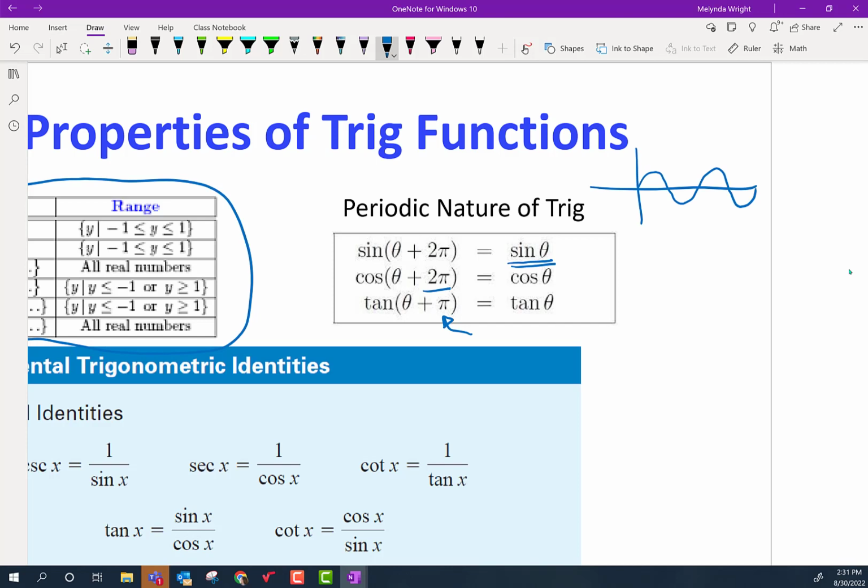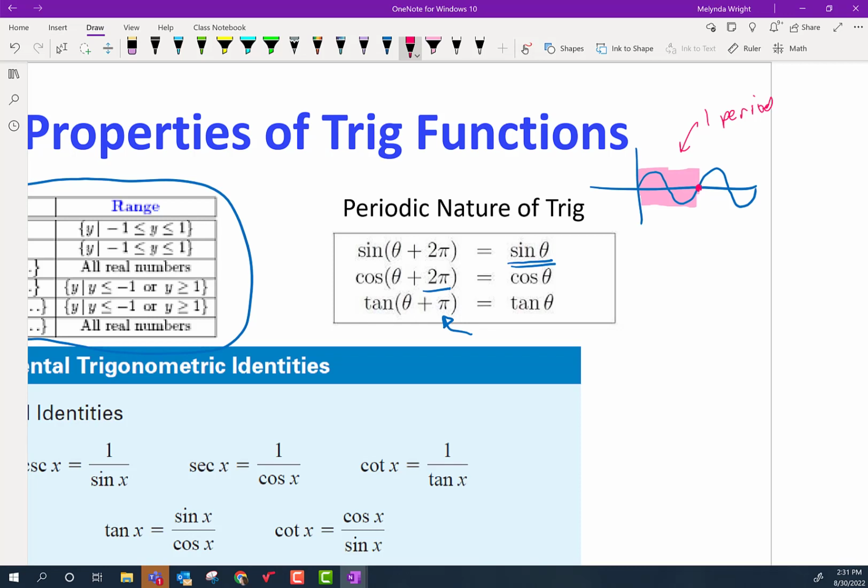This first part, from here to here, would be 1 period. After this point right here, it just repeats itself. That's what they mean by periodic. There's 1 period that's unique, and then all the others copy it. They're all the same. That's periodic in nature.